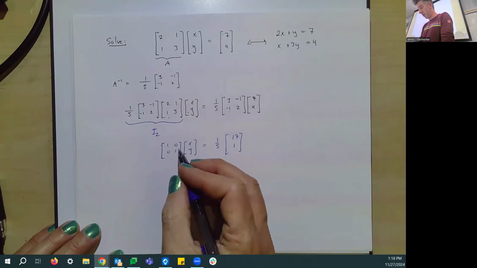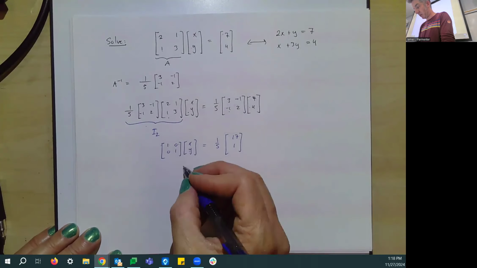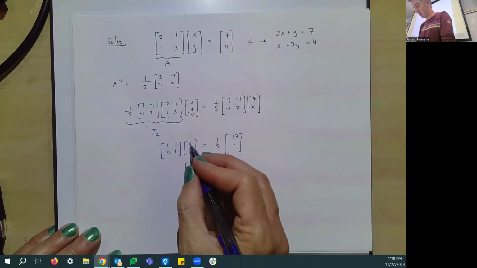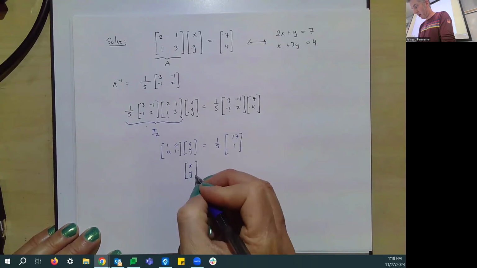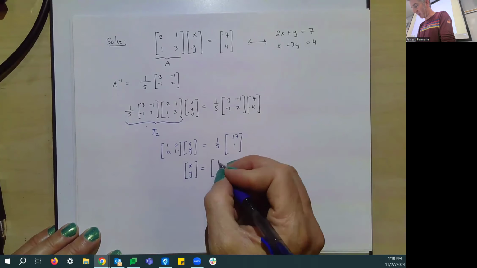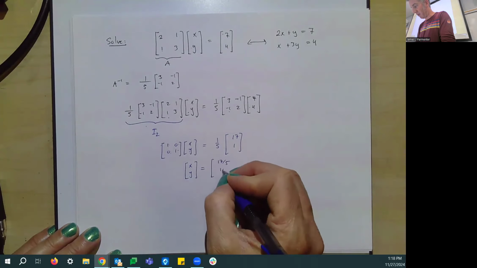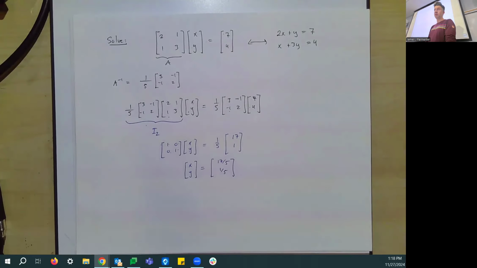On the left-hand side, 1 times x plus 0 times y is just x. 0 times x plus 1 times y is just y. On the right-hand side, I will distribute here. You get 17/5, 1/5. So the solution to the system of equations is that x is equal to 17/5 and y is equal to 1/5.